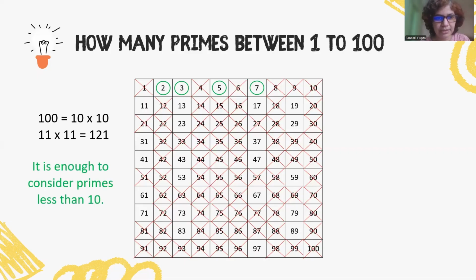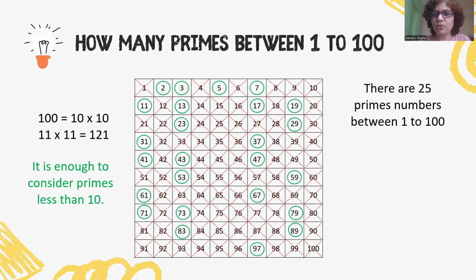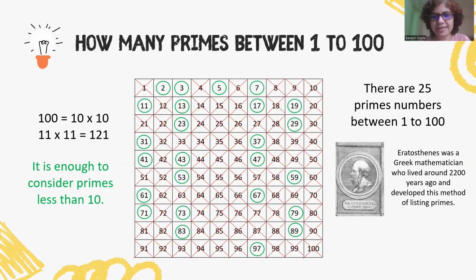So we can circle all the remaining numbers to get all the prime numbers below 100. This is how we use the sieve of Eratosthenes to get all the prime numbers below 100. There are 25 prime numbers between 1 and 100, and this sieve was developed by Eratosthenes, a Greek mathematician, some 2200 years back. Isn't it amazing?